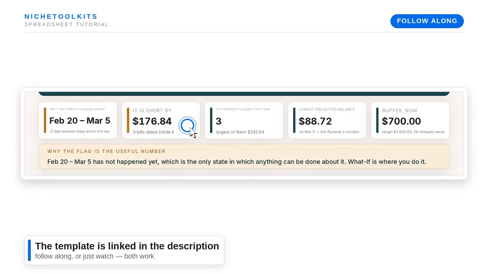The file is the Paycheck Shortfall Command Center, and it is linked below if you want to open it and build along with me. You do not have to. Everything I touch, I will show you on screen.